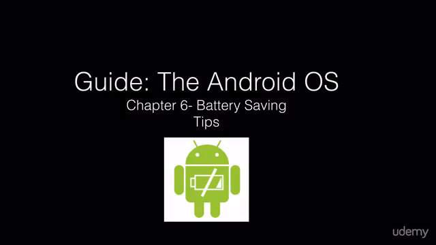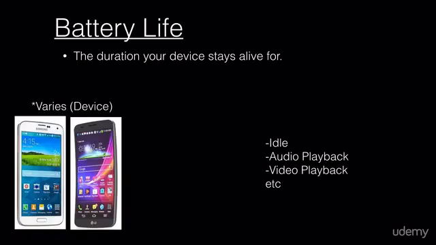This is chapter 6. We're going to be talking all about battery saving tips: how to go about saving battery life on your Android device, whether it's a phone or a tablet or whatever it may be. Just tips and tricks that you can use to help optimize your device for better life overall. So, battery life, very simply put, is the duration your device stays alive for.